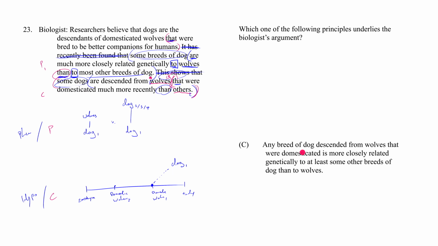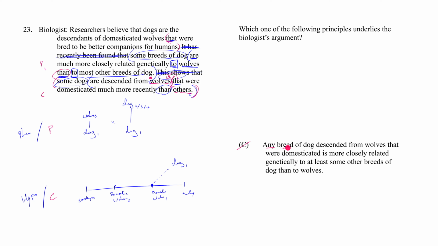Let's now look at C. Any breed of dog descended from wolves that were domesticated is more closely related genetically to at least some other breeds of dog than to wolves. So let's parse the sentence out, but first of all, just quickly dispense with it because notice it doesn't hook the premise up to the conclusion, right? In that structural way. It doesn't say if the stuff in the premise is true, then you can arrive at the conclusion statement.